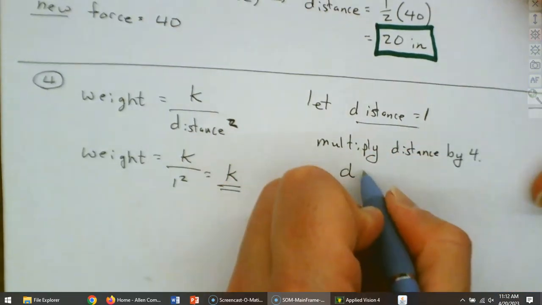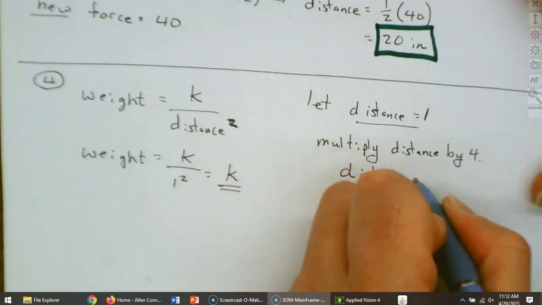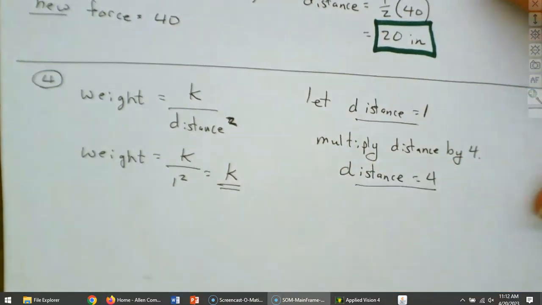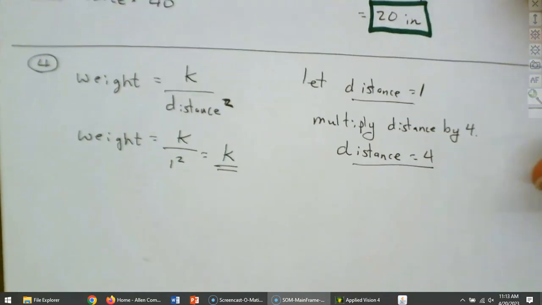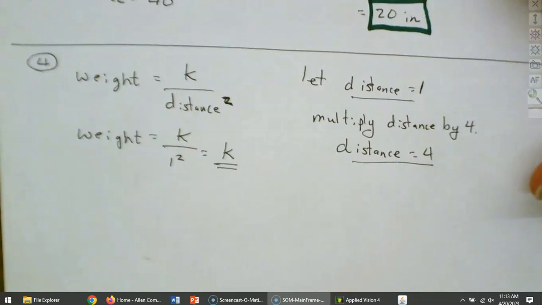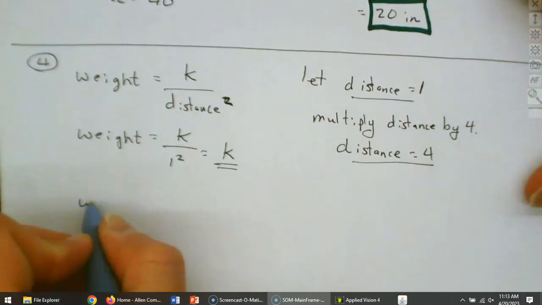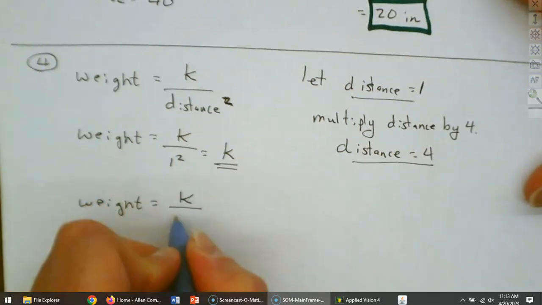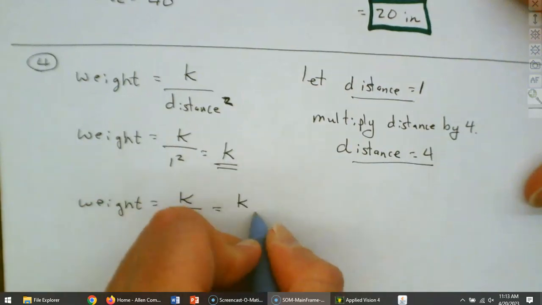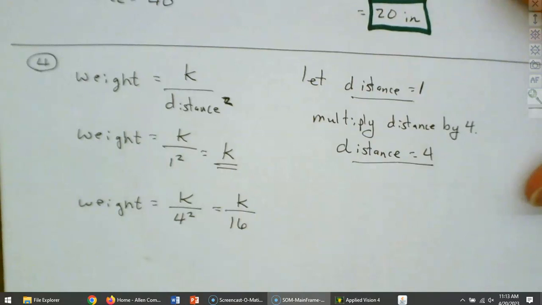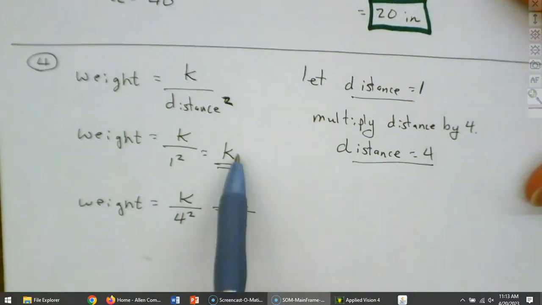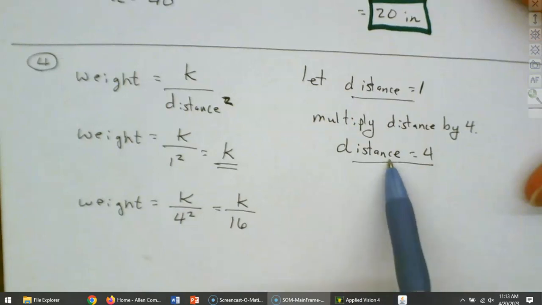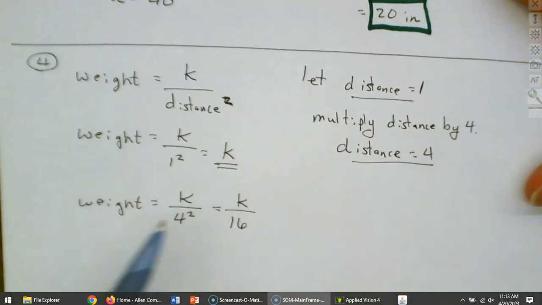If we multiply that distance by 4, we're going to plug in a 4 for that distance, and we're going to compare them. Right? So if I plug in that distance of 4, what does my weight look like? Well, the weight is k over 4 squared, which is then k over what? 16. So how did changing the distance by a factor of 4 change the weight? It's not changing by 1/4, it's changing by what? 1/16, right?